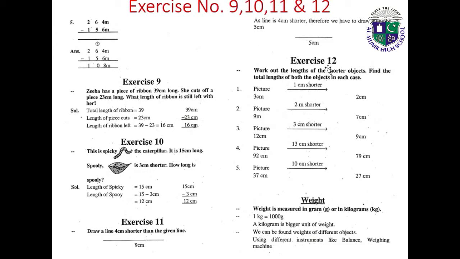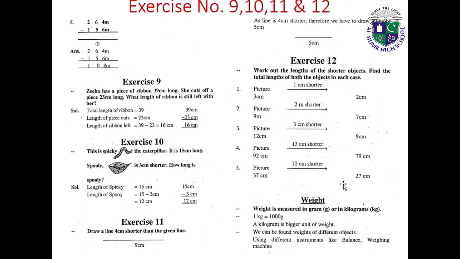Exercise 12. Work out the length of the shorter objects. Find the total length of objects in each case. Picture 3 centimeter, 1 centimeter shorter equal to 2 centimeter. Picture 9 meter, 2 meter shorter equal to 7 meter. Picture 12 centimeter, 3 centimeter shorter equal to 9 centimeter. Picture 92 centimeter, 13 centimeter shorter equal to 79 centimeter. Picture 37 centimeter, 10 centimeter shorter, 27 centimeter is left.